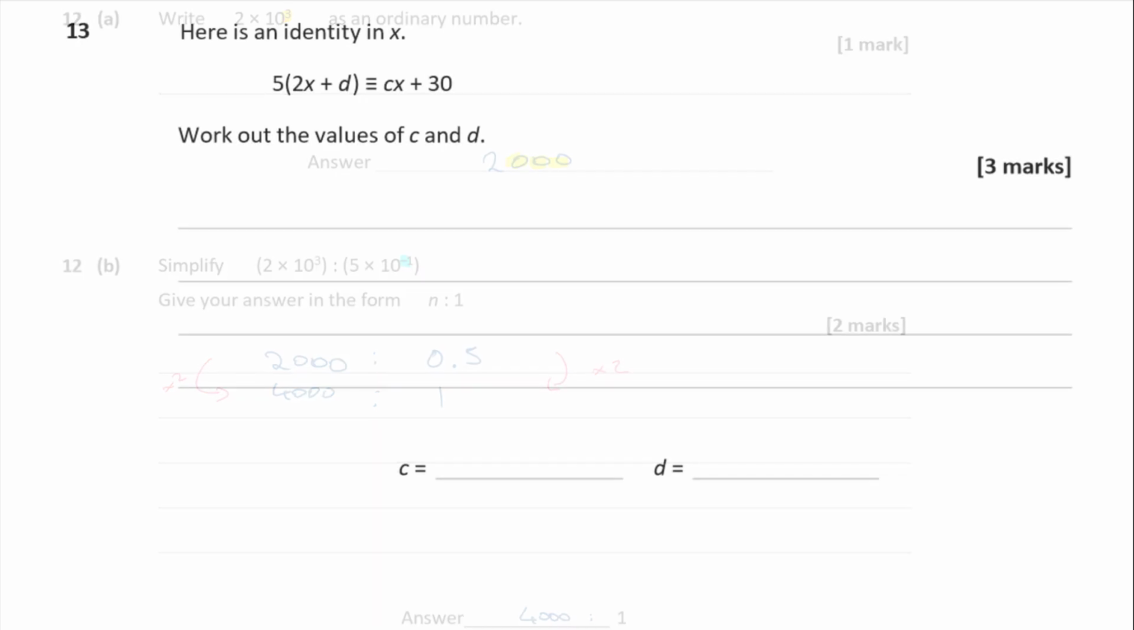Okay. Question 13. Here is an identity in x. I've got 5 lots of 2x plus d is identical to cx plus 30. Okay, work out the values of c and d. Now, whilst this may look like an equation, that identity symbol in the middle means we have to handle these slightly differently. What you don't want to be doing with an identity is moving things from one side to the other. What you want to do is make each side look more like each other so you can more directly compare what you've got.